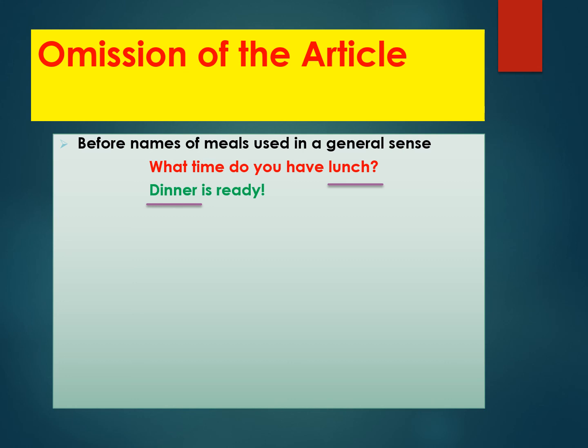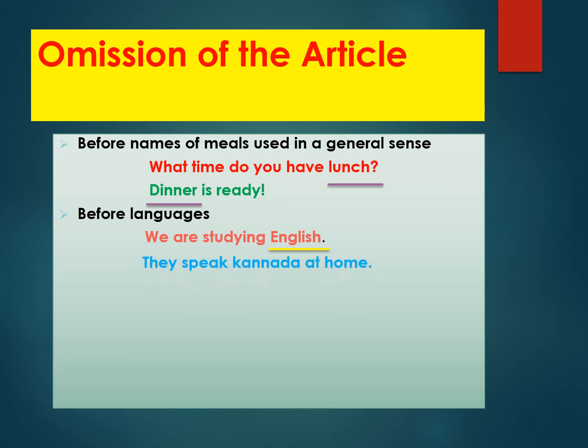Let us see the next rule. Article is omitted before languages. So we should not use any article before languages. Example, we are studying English. English is a language. So before that, we should not use any article. Next example, they speak Kannada at home. Kannada is a language. So we should not use any article before Kannada.